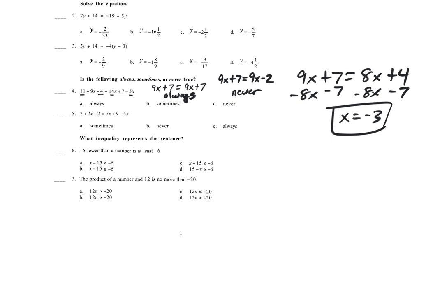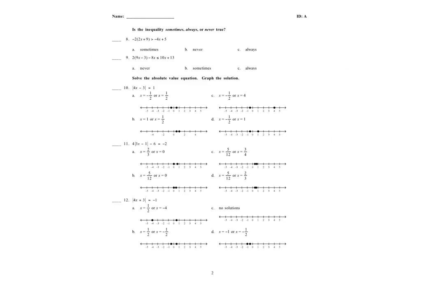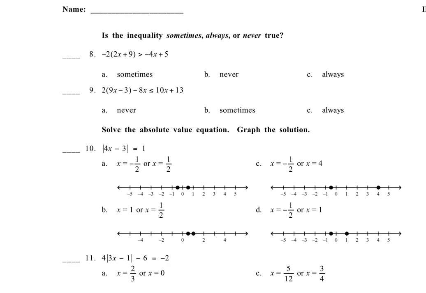6 and 7 are kind of some expression where you have to write out the expression. You don't have to solve it or anything. You're just writing out the expression that would represent that verbal statement that they gave you. Hey, 8 and 9 are the ones I was just talking about. Here's some more always, sometimes, and never questions, but it's with inequalities. So when are those two true? Are they always true, sometimes true, or never true?